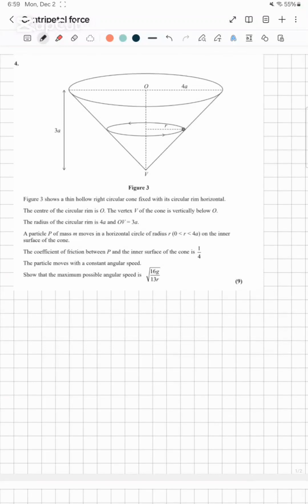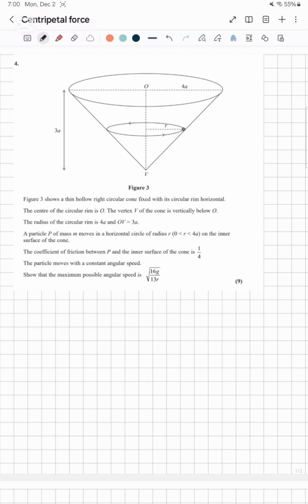Hi everyone, I'll be doing this centripetal force question, and it's from Mechanics 3. It's an Edexcel paper. The question is 9 marks, but I'm telling you it's not that hard. You can do this quickly.